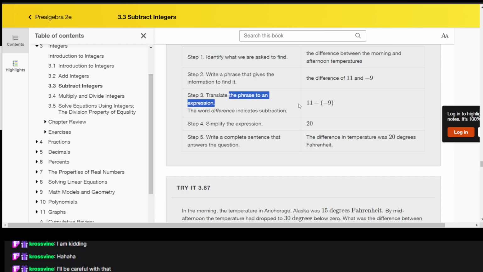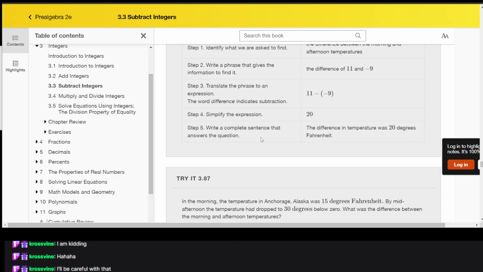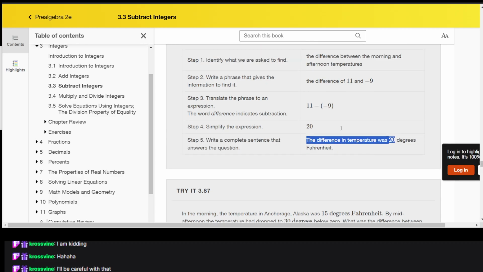Translate to an expression. Simplify: 20. Write a complete sentence. The difference in temperature was 20 degrees Fahrenheit.